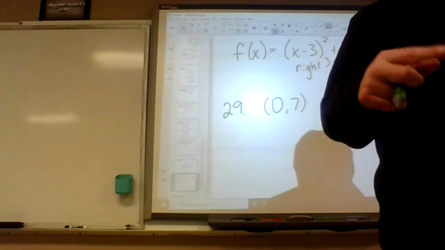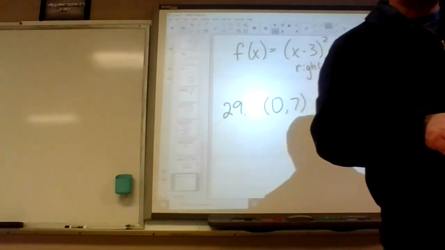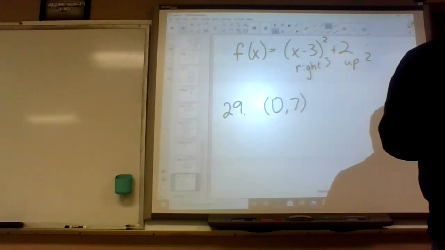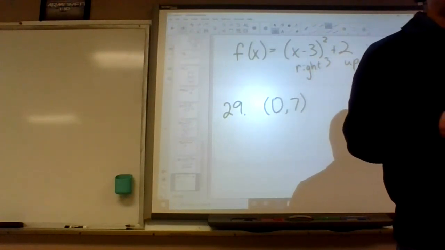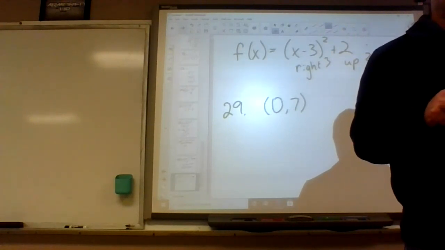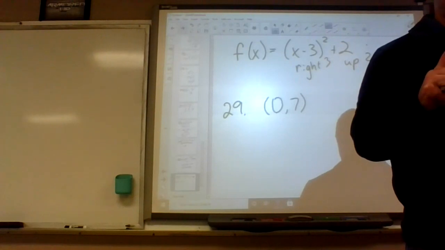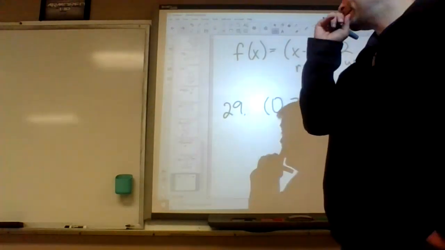30 and 31 are a little bit easier because it confuses people when there's no parentheses. What would 31 be? Right 2 and down 4, right? So yes, it is 2, -4.